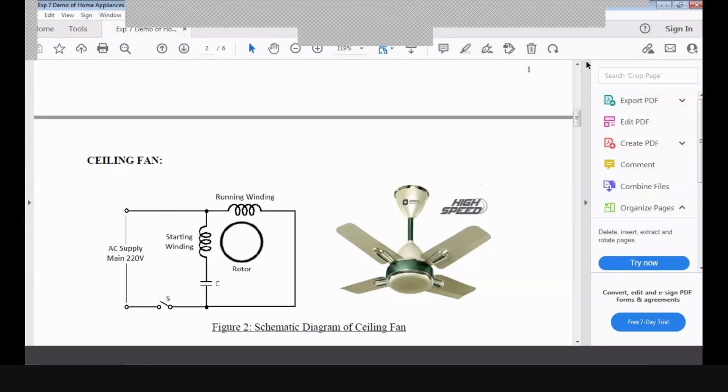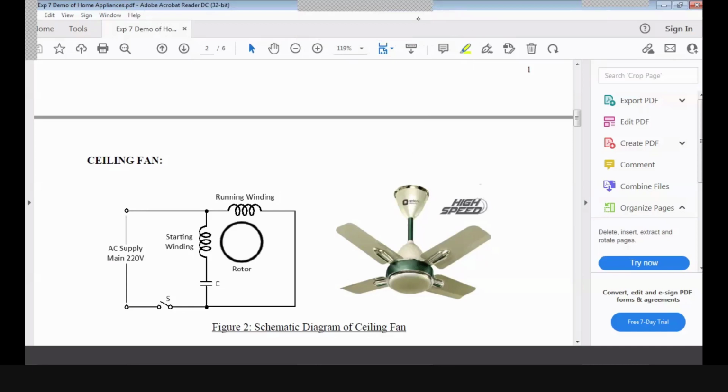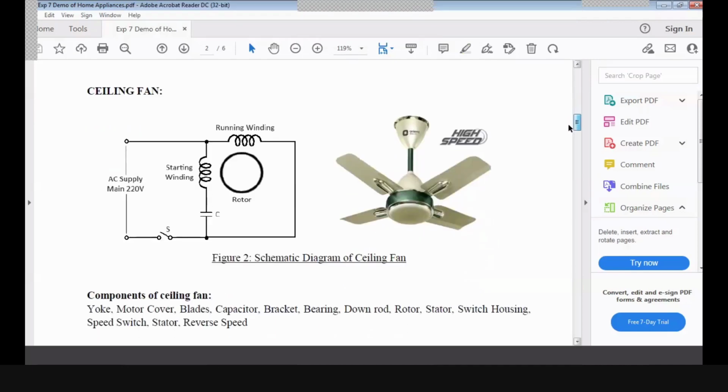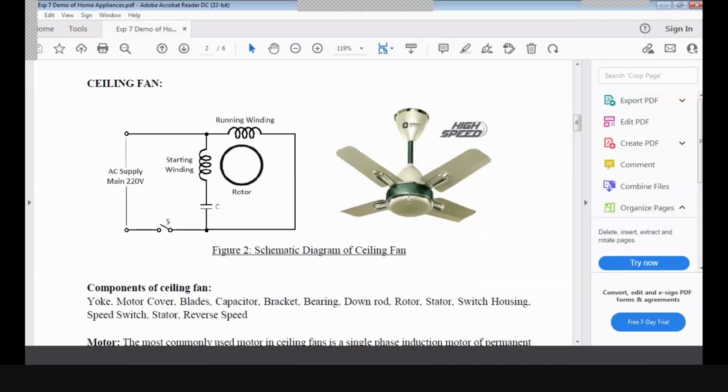There are some important points to be discussed. One characteristic of this motor is that it is not a self-starting motor. Whenever you switch on the supply, the motor will not rotate, because it cannot develop enough starting torque. So to provide enough starting torque, we need to install a capacitor with this motor. That capacitor helps to build the starting torque to run the motor.